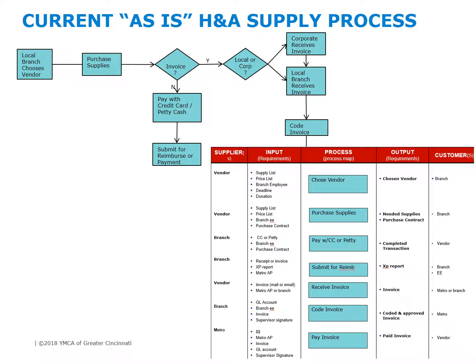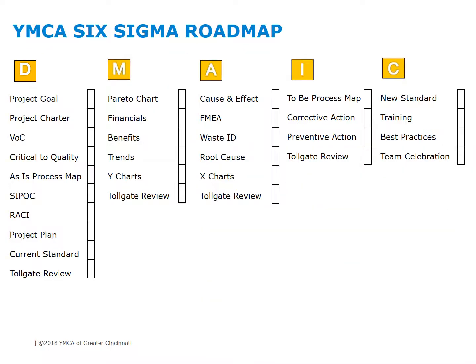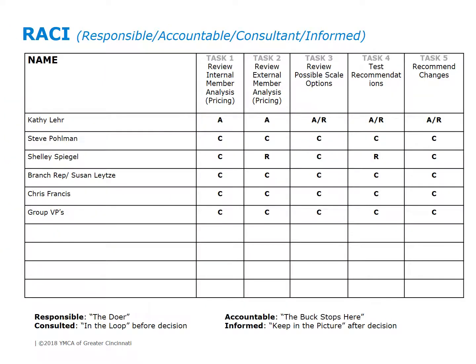The next 2 tools, RACI and Project Plan, will help you build the right team and also manage the project. The RACI documents who is on the project team and for what they are responsible. Any update to the RACI should also be reflected in the team structure of your project charter.